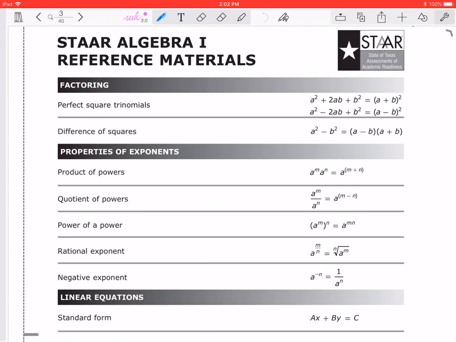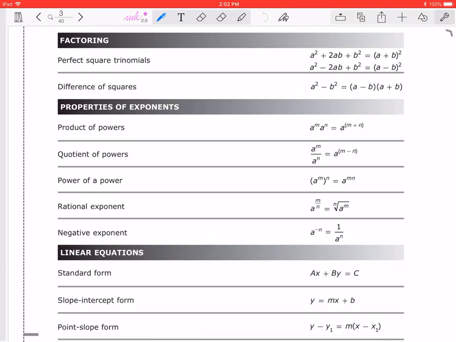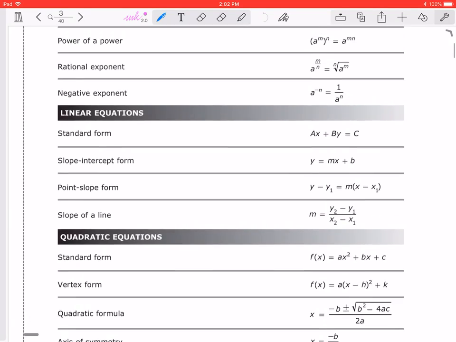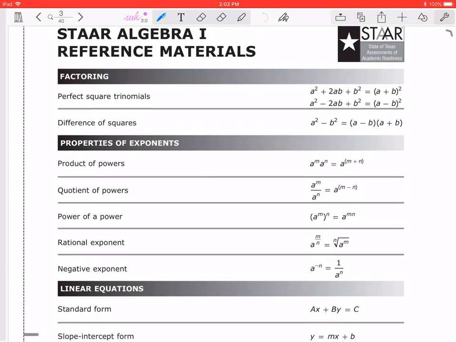The first top section, we have factoring, then we have properties of exponents, then we have linear equations and quadratic equations. In the first section here, we have perfect square trinomials. And if we notice, in the perfect square trinomials, we have this section here and we have this section here. The difference of squares, we have the two perfect square trinomials. The only difference between these two is one has all pluses and the other one has minus.